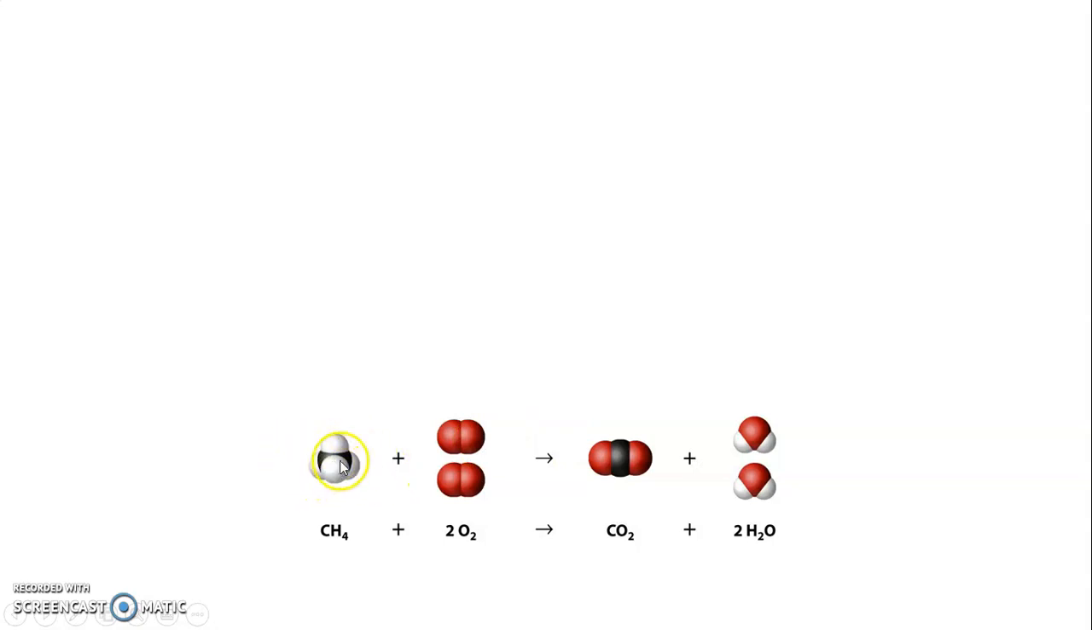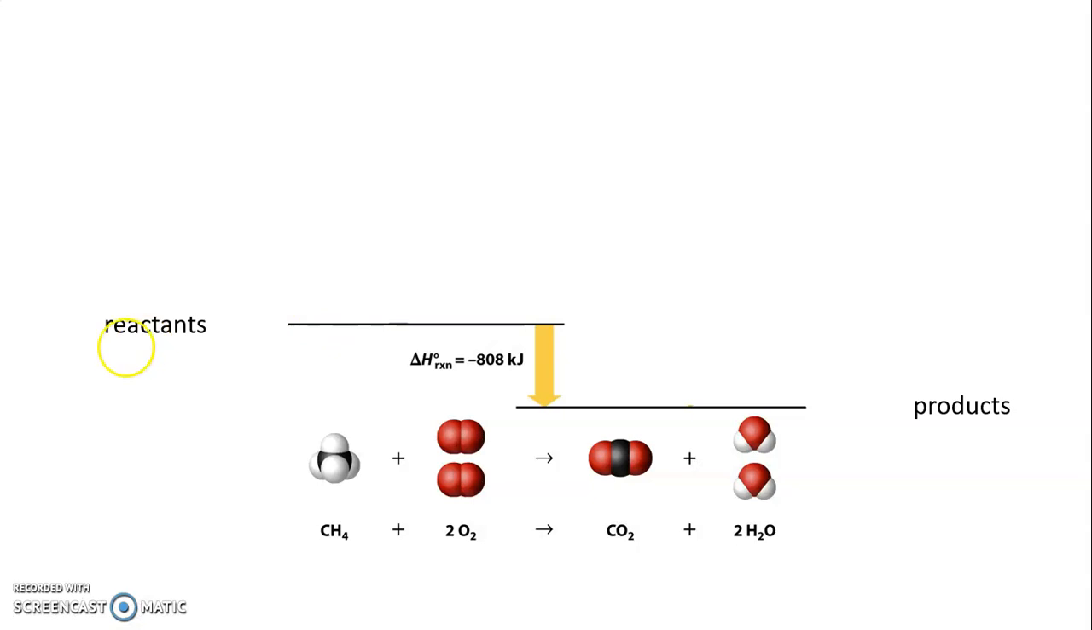CH4, methane, has 4 carbon-hydrogen bonds, and then there are 2 oxygen-oxygen double bonds for the 2 O2 molecules. And then we're going to have different bonds. Here are those CO2 carbon-oxygen double bonds I was talking about, and then we're going to form 4 oxygen-hydrogen single bonds in the 2 water molecules. Okay, so following our playbook, if we look at the reactants, we can look up the standard enthalpy of reaction here, which is negative 808 kilojoules.